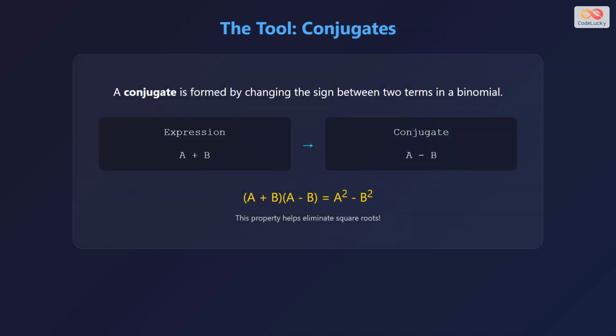To solve these problems, we use conjugates. A conjugate is a binomial formed by negating the second term of the original binomial. For example, if you have a plus b, its conjugate is a minus b. The magic happens when you multiply them. The result is a difference of squares, a squared minus b squared. This is powerful because squaring a square root term eliminates the radical.